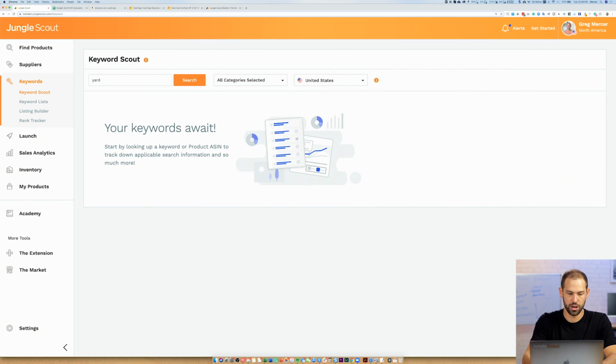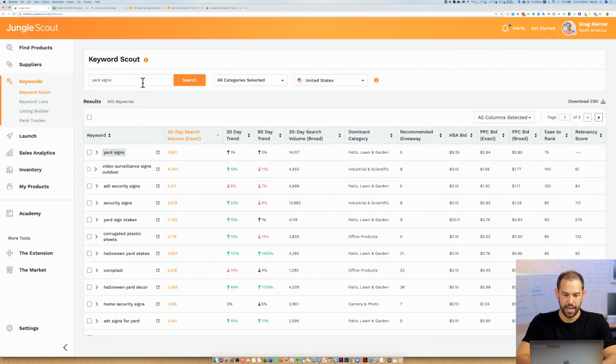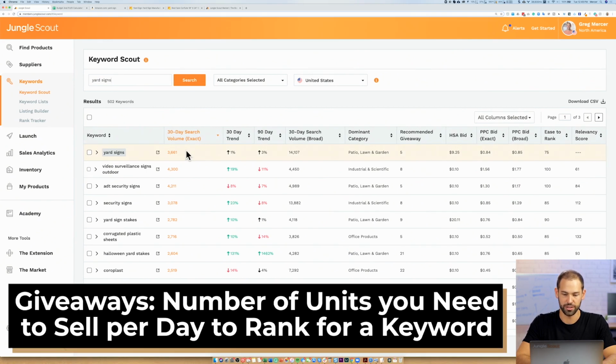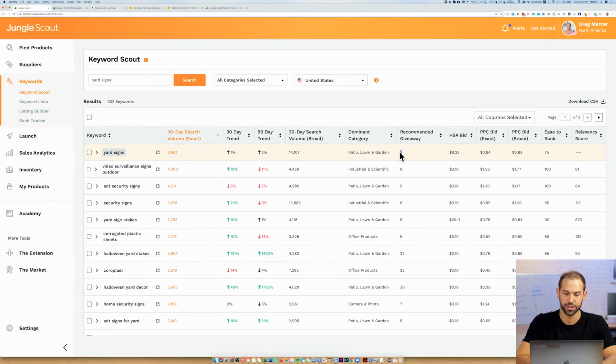I'm going to look at yard signs. In order to rank well for yard signs, we'll talk about this more in the launch section, Jungle Scout recommends that we would need to do a giveaway of about 5 units per day for about 10 to 15 days.